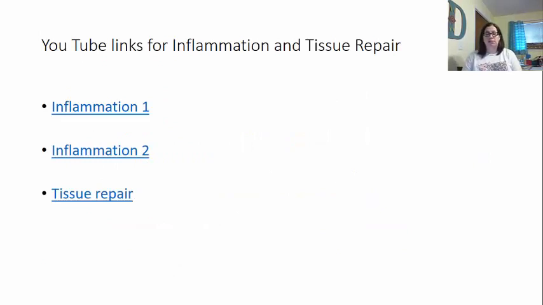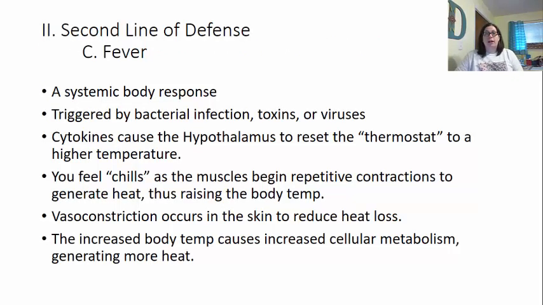It talks about just different types of the process of inflammation, the whole idea of them being vasodilated vessels, as well as the permeability, as well as then the tissue repair. All right, and so you can take a look at these on your own time. Another thing we want to look at in the second line of defense is fever.